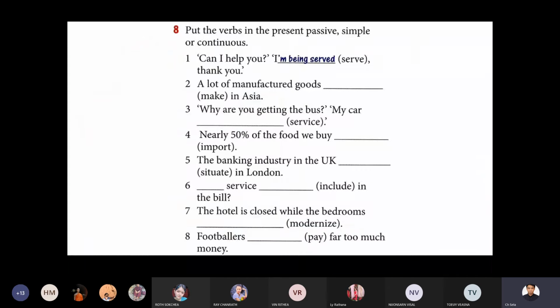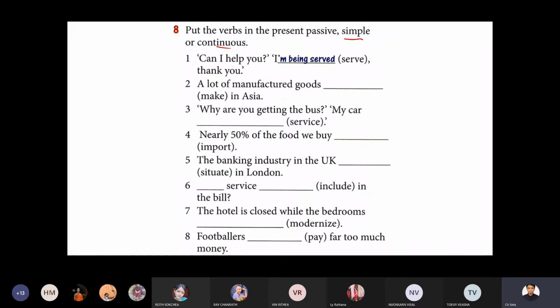Okay, number 8. Put the verbs in the present passive, simple or continuous. So there's only 2 verbs in present simple passive. For example, number 1, can I help you? I am being served. Thank you. So number 2, you have 2 choices because you have simple and continuous.